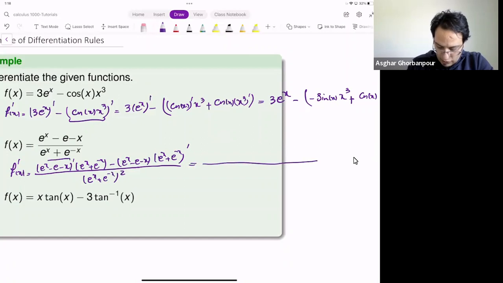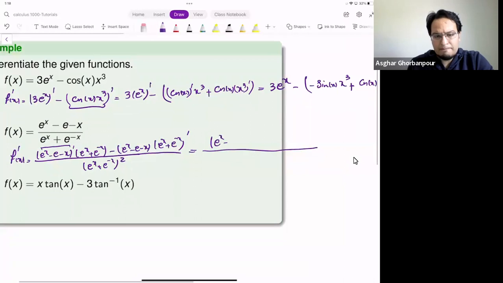This guy, now you use the sum rule, or difference rule. Derivative of e to the power x is... 0? What is the derivative of e? What is the derivative of e? Someone tell me.